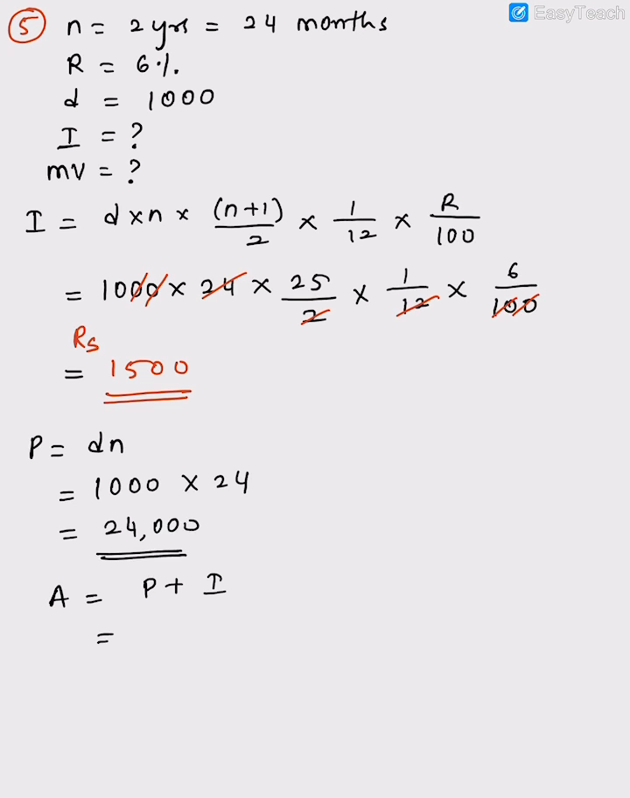So what's the amount or maturity value? P plus I. Remember, don't use that long amount formula again. Just do P plus I. So that is 24,000 plus 1500. There are a lot of innocent kids who actually end up finding the amount again by using the amount formula. So don't do that. You'll just waste your time. So what's the amount? 25,500 is the amount.